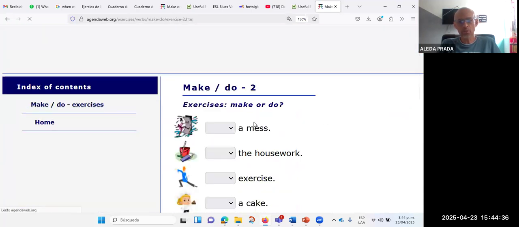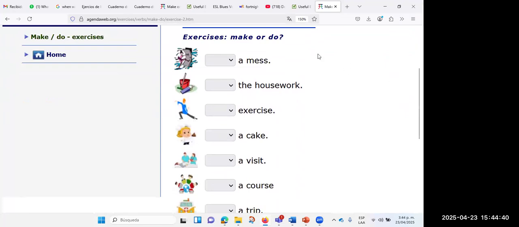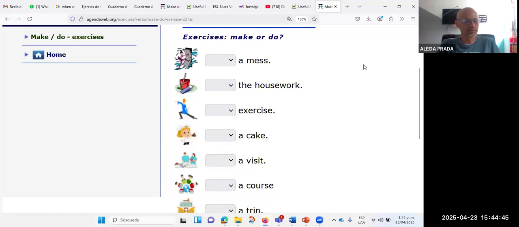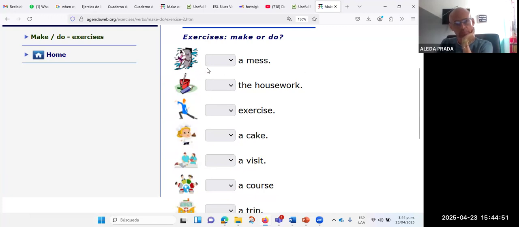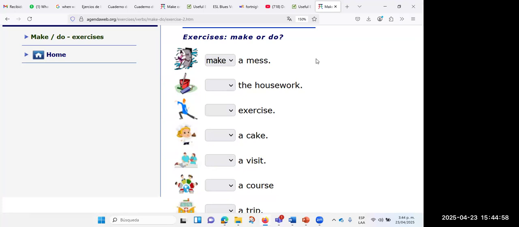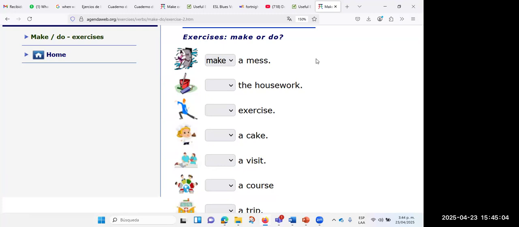Okay, and we're going to do this other one, and that is more difficult, right? A little. Do a mess or make a mess? Make a mess. And you understand the expression make a mess? In Spanish, I can say it. In English, you have to explain it in English. Okay, in English it's like to.